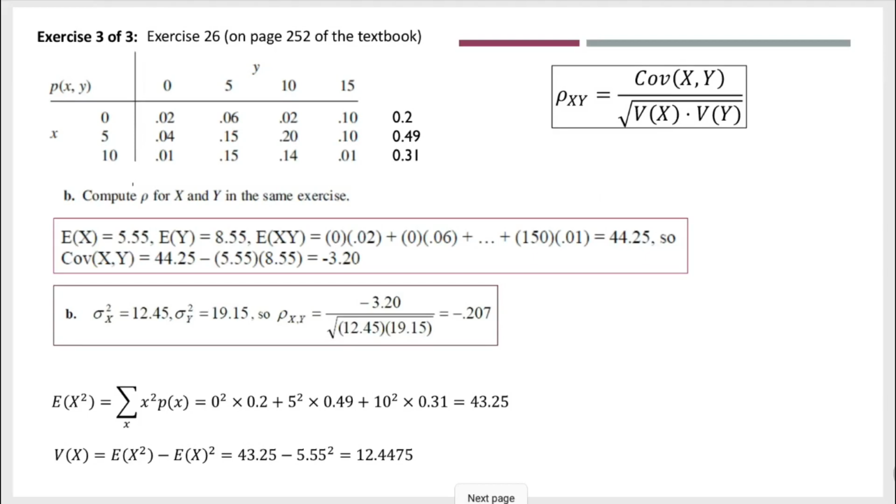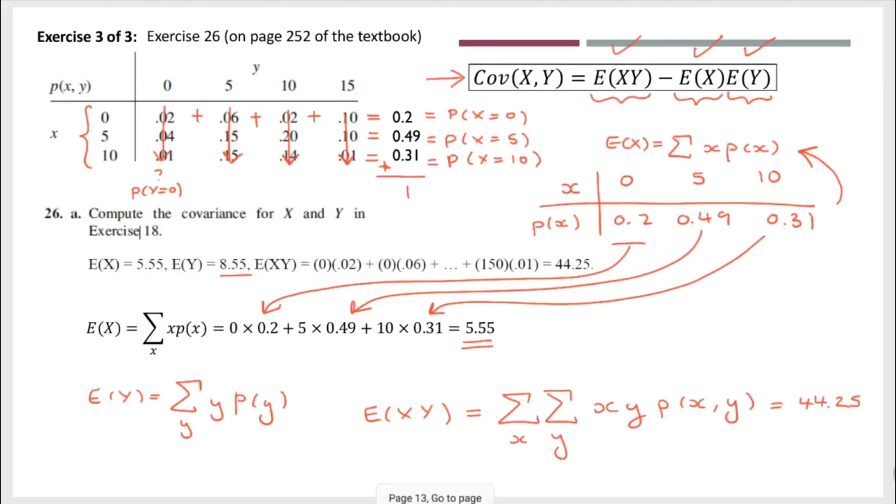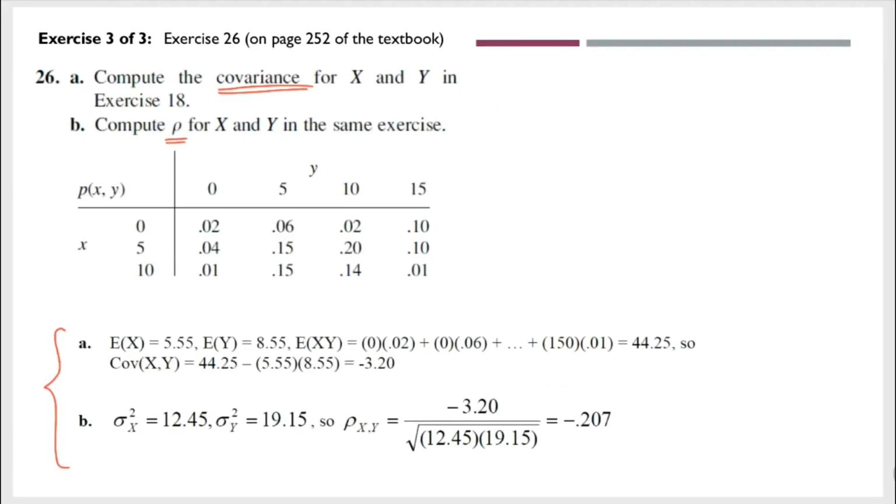And then when you combine it for the covariance, let me write it here: the expected value of xy, that's your 44.25. The expected value of x is 5.55 times the expected value of y, which is 8.55. And when you do this calculation, it gives you the final answer of minus 3.2.